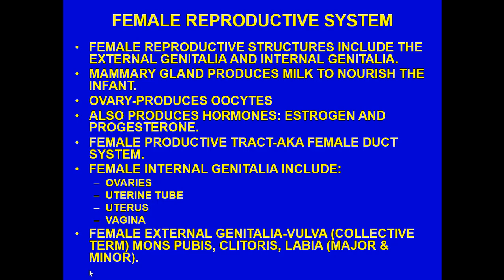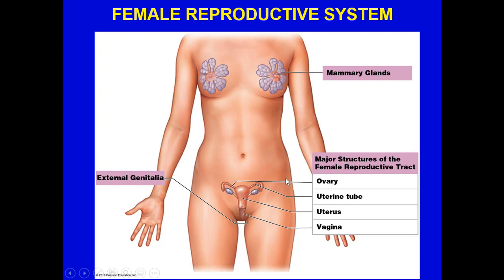Now, the female external genitalia include the vulva, which is kind of a collective term. It will consist of the mons pubis, the clitoris, and the labia, both the major and the minor. And you can see this here. Here we have the mammary glands up here, which are sort of modified sweat glands, interestingly enough. The external genitalia is down here, and then the internal structures here. The major ones are, of course, the ovary, the uterine tubes, otherwise known as fallopian tubes, the uterus, and the vagina.